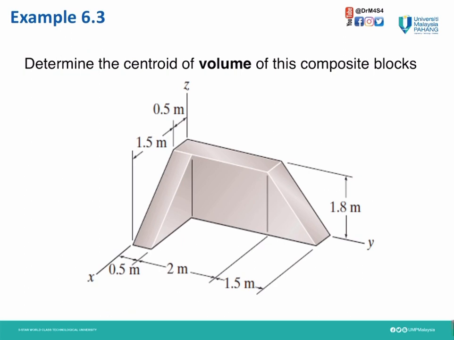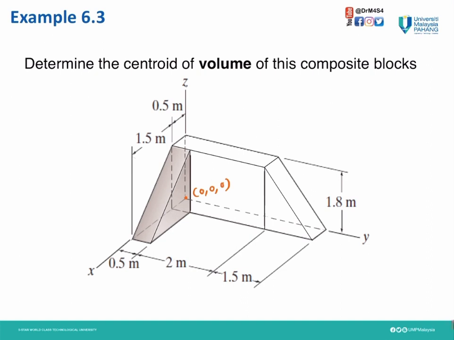Next, let's do example 6.3. For this composite block, we need to find the centroid of this body. For this one, we need to identify where the centroid is from the axes X, Y, and Z. The dotted lines mean the lines behind. So here lies the coordinate 0, 0, 0.